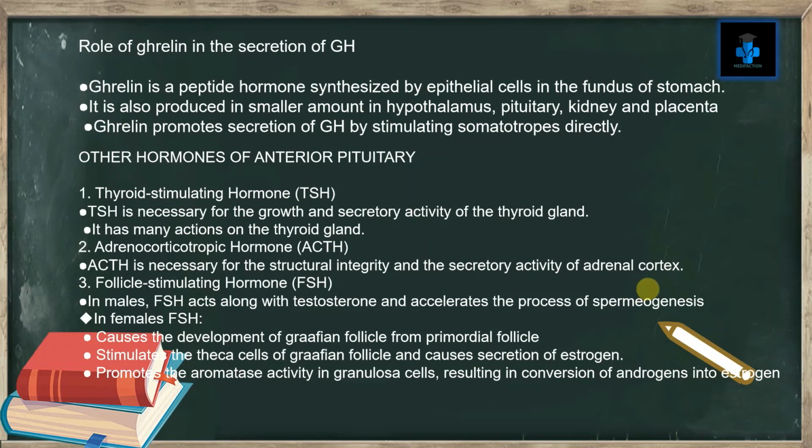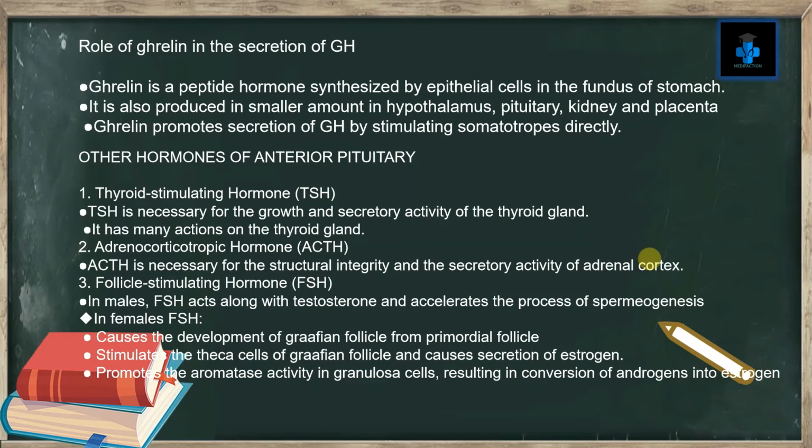Other hormones of anterior pituitary. Number 1 is thyroid stimulating hormone. The thyroid stimulating hormone is necessary for the growth and secretory activity of the thyroid gland. It has many actions on the thyroid gland. Number 2 is adrenocorticotropic hormone. The ACTH is necessary for the structural integrity and secretory activity of adrenal cortex.